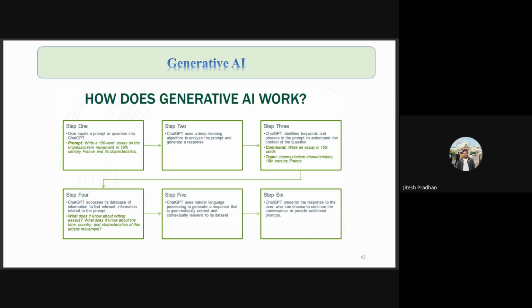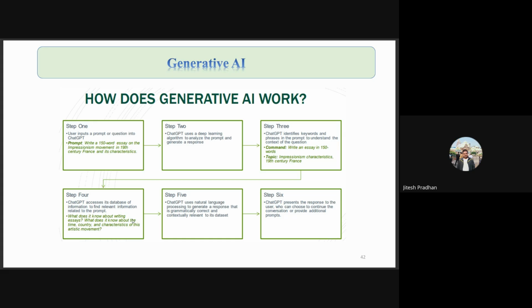Now in the fourth stage, the GPT searches its database to find the relevant information related to these two. First it has understood that it has to write 150 words. The task is to generate 150 words of output, and the output should be related to these two topics. So the GPT accesses its database to find relevant information. What does it know about writing an essay? What does it know about the time, the century, the characteristics, and whether any movement has happened or not?